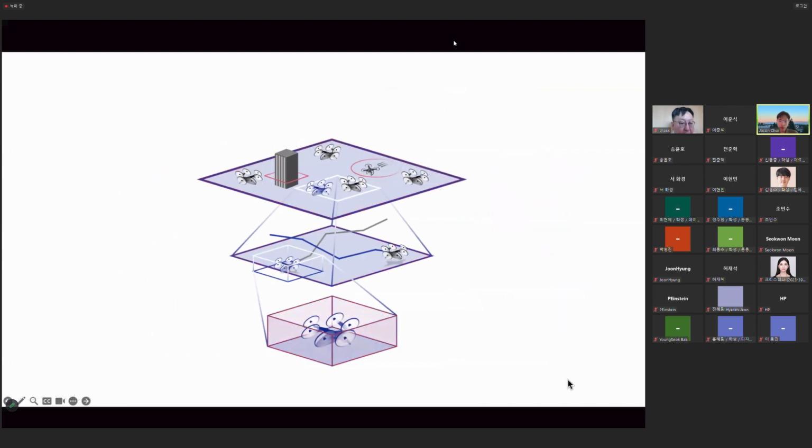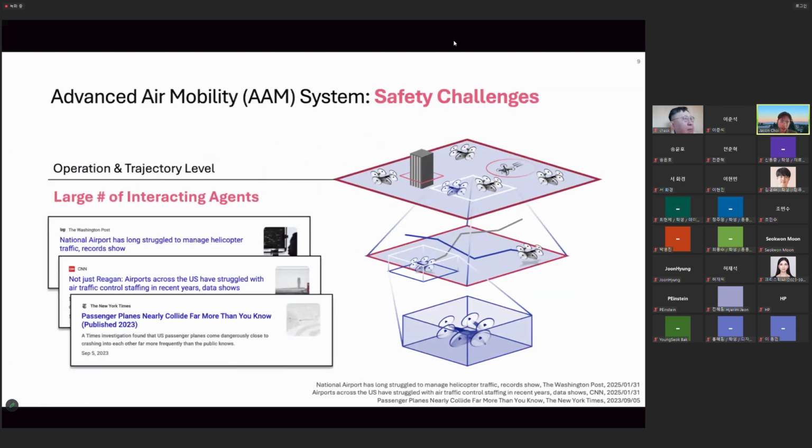Moving to a different challenge at a different level, which is at the operation and trajectory level. There is also an emerging challenge due to the increasing volume of traffic of these aerial vehicles. Reports stemming from 2023 have raised concern about manual air traffic controllers not being able to handle the rising volume of this air traffic demand. And such an understaffing issue is actually pointed out as one of the issues that contributed to the recent tragic accident that happened in Washington, D.C.